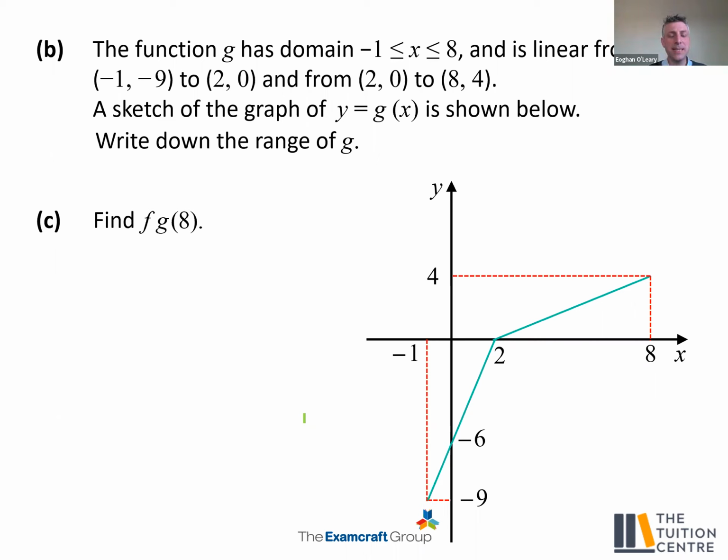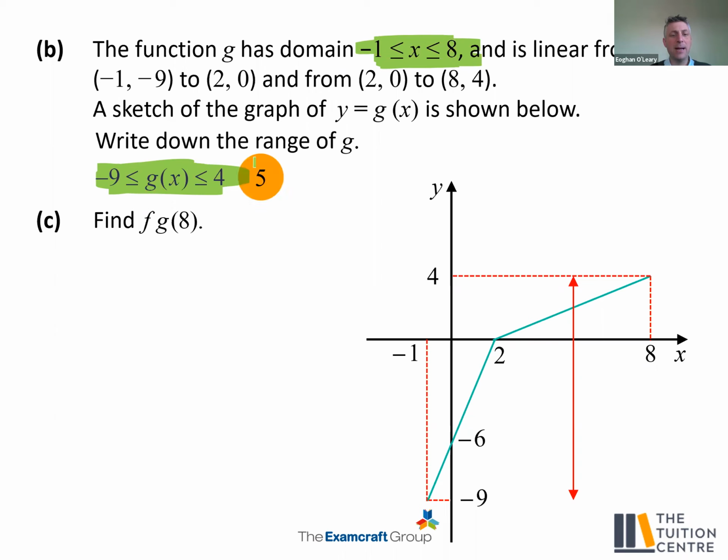Now, this is actually an easy answer, so it may be confusing for students at the start, but when you actually look at it, it's relatively straightforward. It goes from a lowest point of -9 to a highest point of 4. So the domain are your input values. They go between -1 and 8. Your output values, your codomain, your range in this case is from -9 to +4, and that's for g of x. And that's 5 marks. So again, easy once you know how.